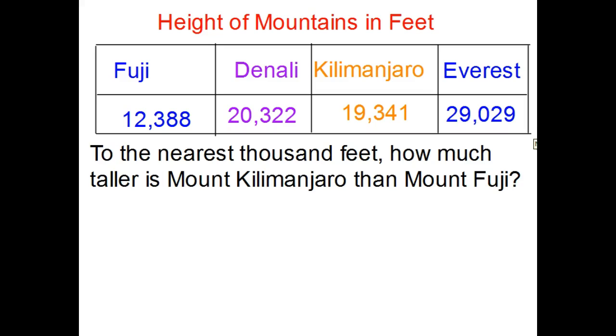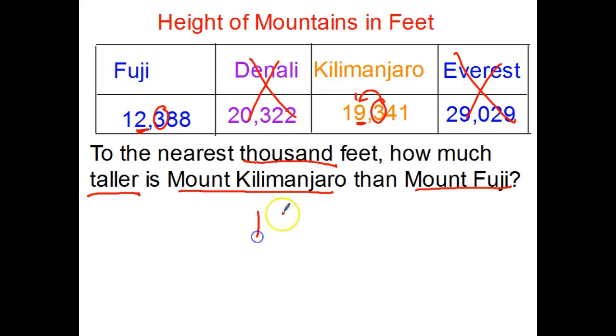So on the first problem here, we have the height of some mountains in feet. To the nearest 1,000 feet, I want to know how much taller Mount Kilimanjaro is than Mount Fuji. So I don't need Mount Everest, I don't need Mount Denali, I do need Kilimanjaro, and I do need Fuji. I underline the thousands place, get my bullies. Since Kilimanjaro is bigger, I'm coming to it first, level 3 bully. Stay where you're at, act like a cat. So Mount Kilimanjaro is about 19,000 feet tall. Fuji, level 3 bully, stay where you're at, act like a cat. So Mount Fuji is about 12,000 feet tall.